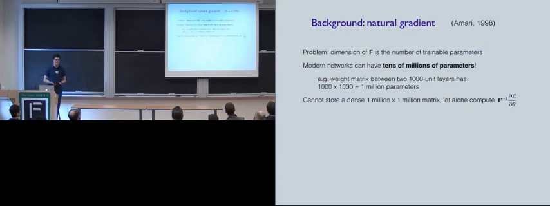Okay, so this motivation sounds great, but unfortunately, natural gradient is impractical to apply to large neural nets and large data sets. And the reason is that the dimension of the Fisher matrix F is the number of trainable parameters of the model. And modern neural nets can often have tens of millions of parameters. So for instance, if you have a weight matrix between two layers, each with 1,000 units, then that's already a million parameters just for that one layer, for a relatively modest number of units. And so we can't store a dense million by million matrix explicitly, let alone compute the inverse of it.